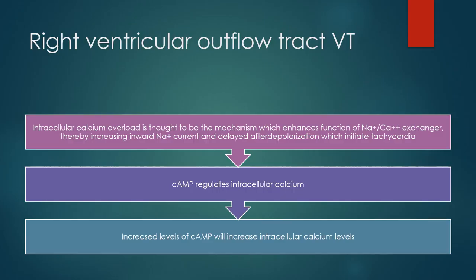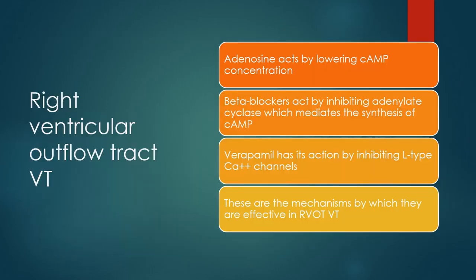Cyclic AMP regulates intracellular calcium. Increased levels of cyclic AMP will increase intracellular calcium levels. Adenosine acts by lowering cyclic AMP concentration. Beta blockers act by inhibiting adenylate cyclase, which mediates the synthesis of cyclic AMP. Verapamil has its action by inhibiting L-type calcium channels. These are the mechanisms by which these drugs are effective in RVOT-VT.